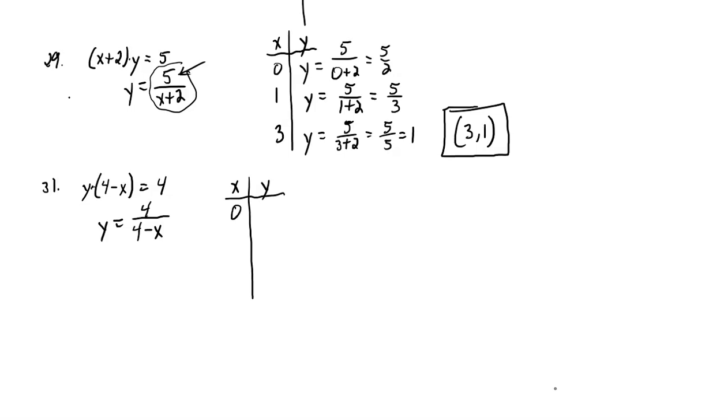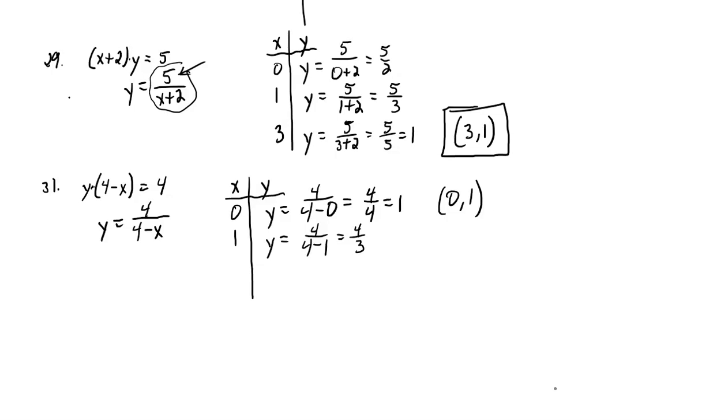What happens if x is 0? So y is equal to 4 over 4 minus 0. Does this work out nicely? This is 4 over 4, which makes 1. 0, 1. What about if x is 1? What's going to happen? So we have y equals 4 over 4 minus 1. This makes 4 over 3. That is not a whole number. 4 over 3 is like 1 and 1/3, not a whole number.